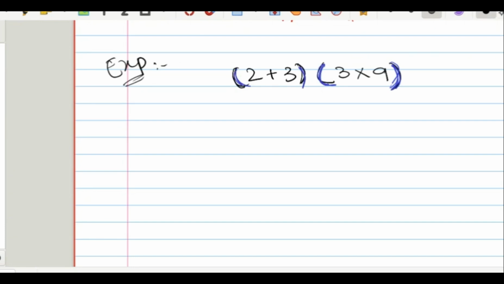The rule says, let me write here with the blue pen again. The rule says parenthesis is first, and second is the exponent. So what is the first? First is parenthesis, P. Let me write it, parenthesis.